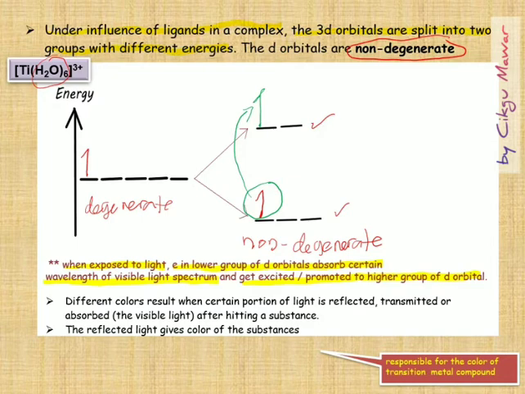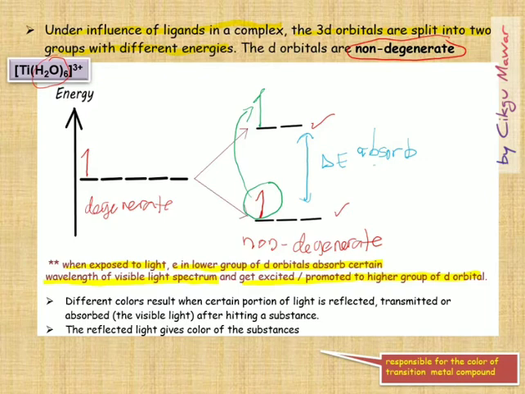The energy difference between the two sets of orbitals corresponds to the wavelength of visible light. During excitation, this energy difference forms between the two sets of orbitals, corresponding to the wavelength of the visible light. So it will absorb light here.